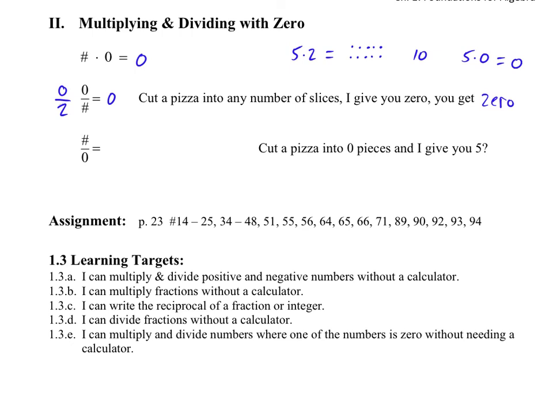If we take and flip that around, though, something weird happens. If I take and cut my pizza into 0 pieces, well, you can't do that. The pizza comes out of the oven as one ginormous, awesome, ready-to-eat piece. So it's already 1. You can't cut it into 0. That doesn't make any sense. So kind of like what I wrote over here, cut a pizza into 0 pieces, and I give you 5. So in other words, if we have 5 divided by 0, well, that doesn't make any sense. You can't divide something by 0.